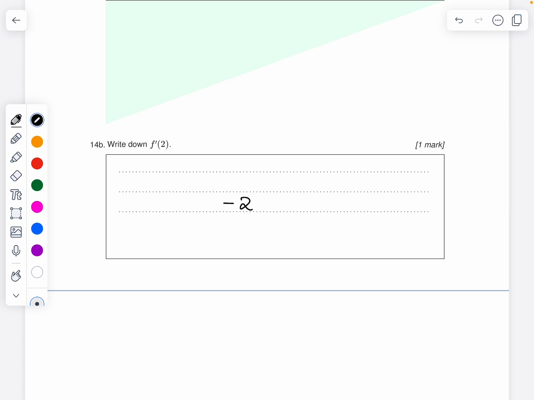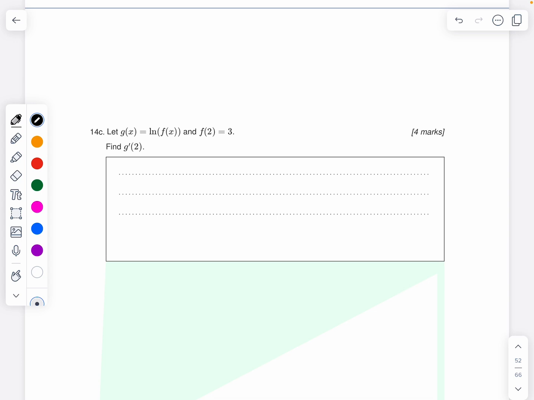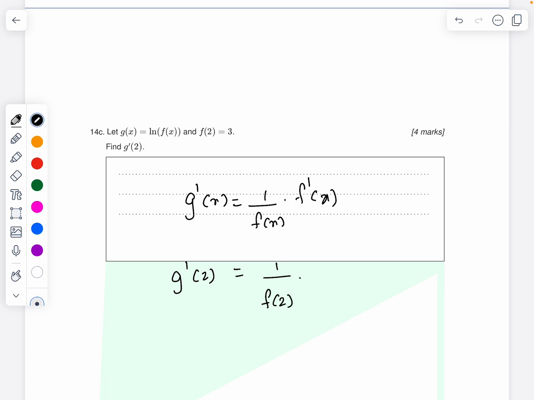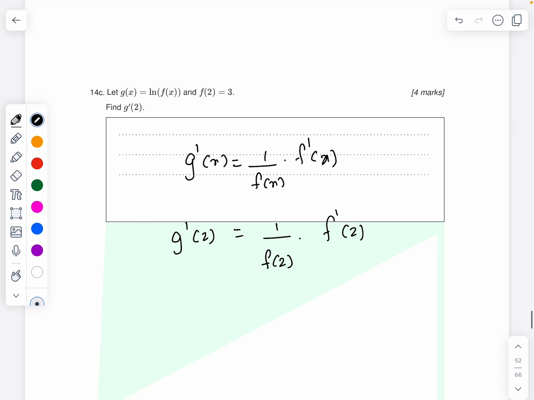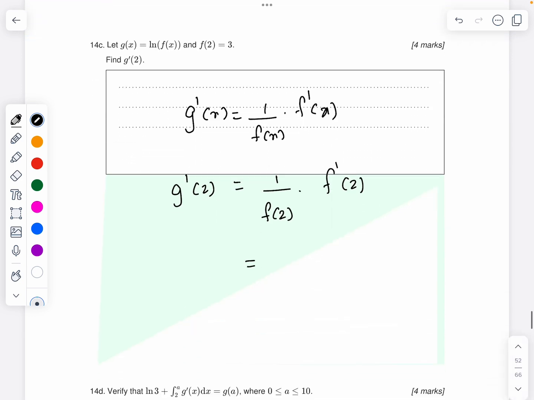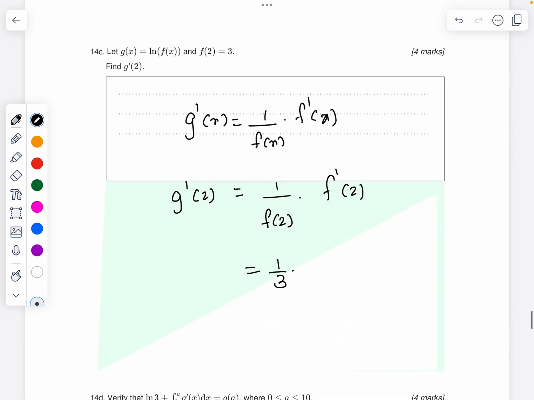Then let g of x equal ln f of x. f of 2 equals 3. Find g prime 2. So for ln f of x, g prime x will become 1 upon f of x times f prime x. So g prime 2 will become 1 upon f of 2 times f prime of 2. Now f of 2 is 3 and f prime 2 was negative 2. So the answer is going to be minus 0.667.